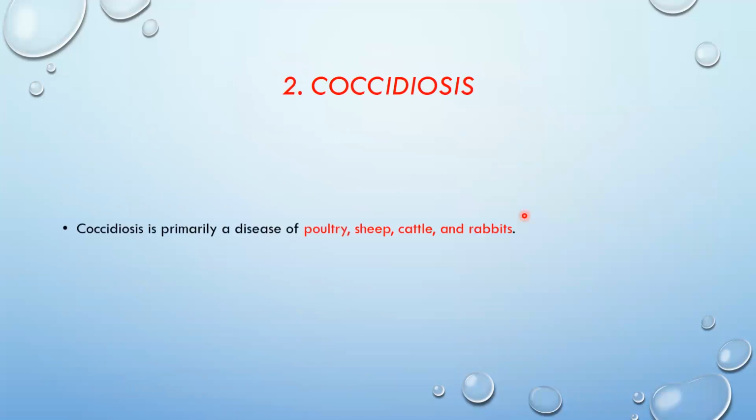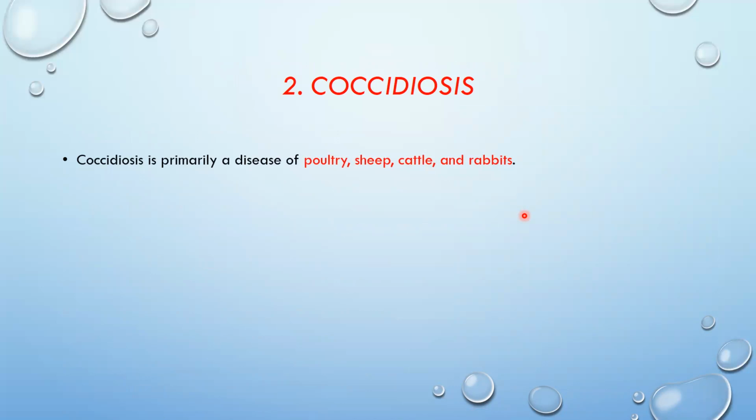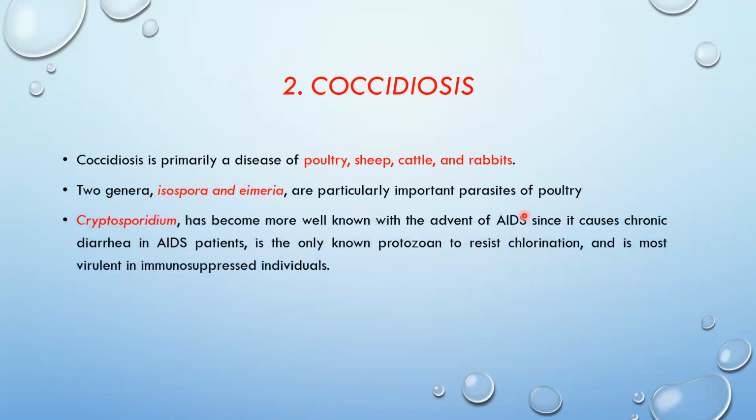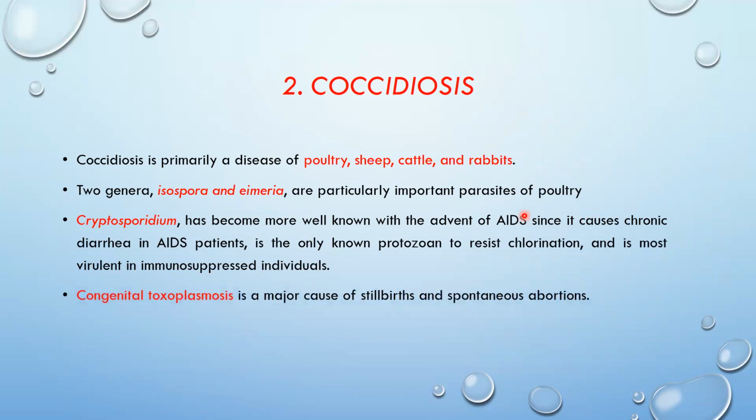Number 2, coccidiosis. Coccidiosis is primarily a disease of poultry, sheep, cattle, and rabbits. They have two genera, Isospora and Eimeria. These are parasites of poultry especially. Cryptosporidium is well known with the advent of AIDS. It causes chronic diarrhea in AIDS patients. It is the only known protozoan to resist chlorination and is the most virulent in immunosuppressed individuals like patients of AIDS. Congenital toxoplasmosis is a major cause of stillbirths and spontaneous abortions.